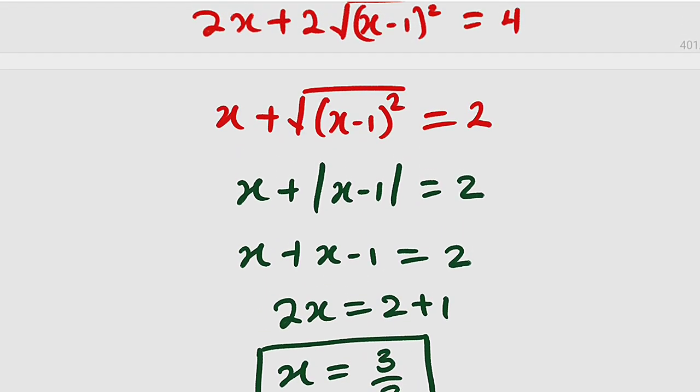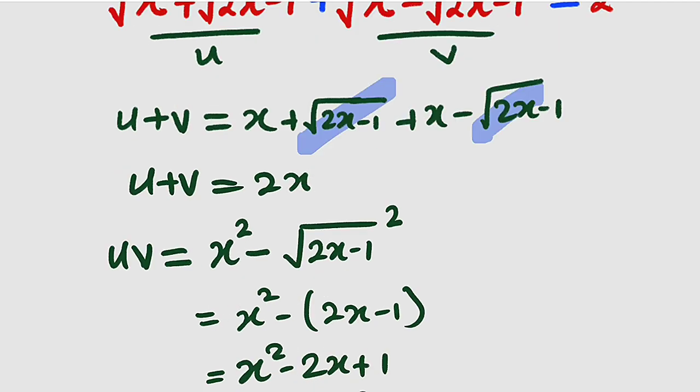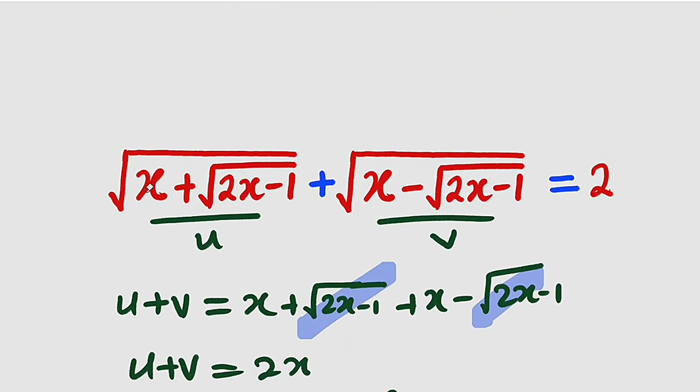You can test it in the main equation to see whether it is going to satisfy or not. Just check for x equal to 3 over 2. Simplify the left hand side and see whether you're going to get 2.